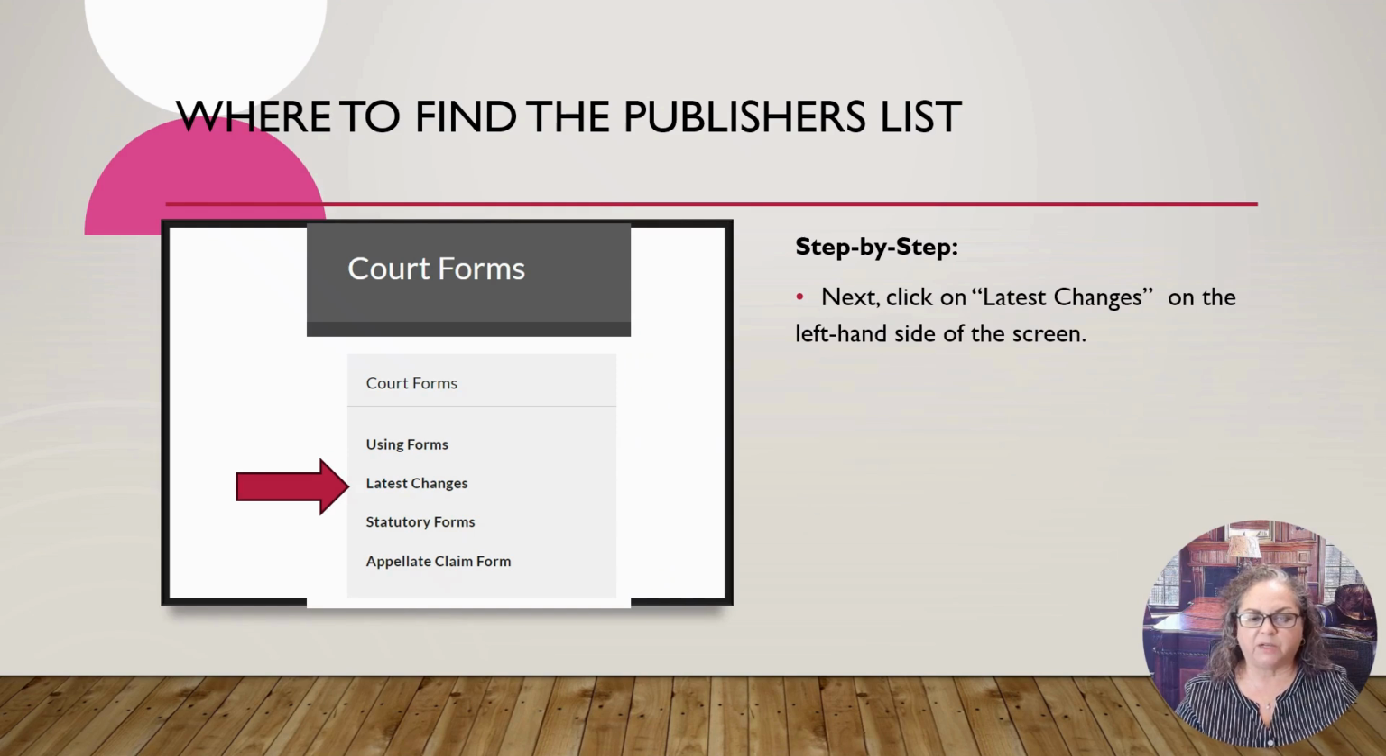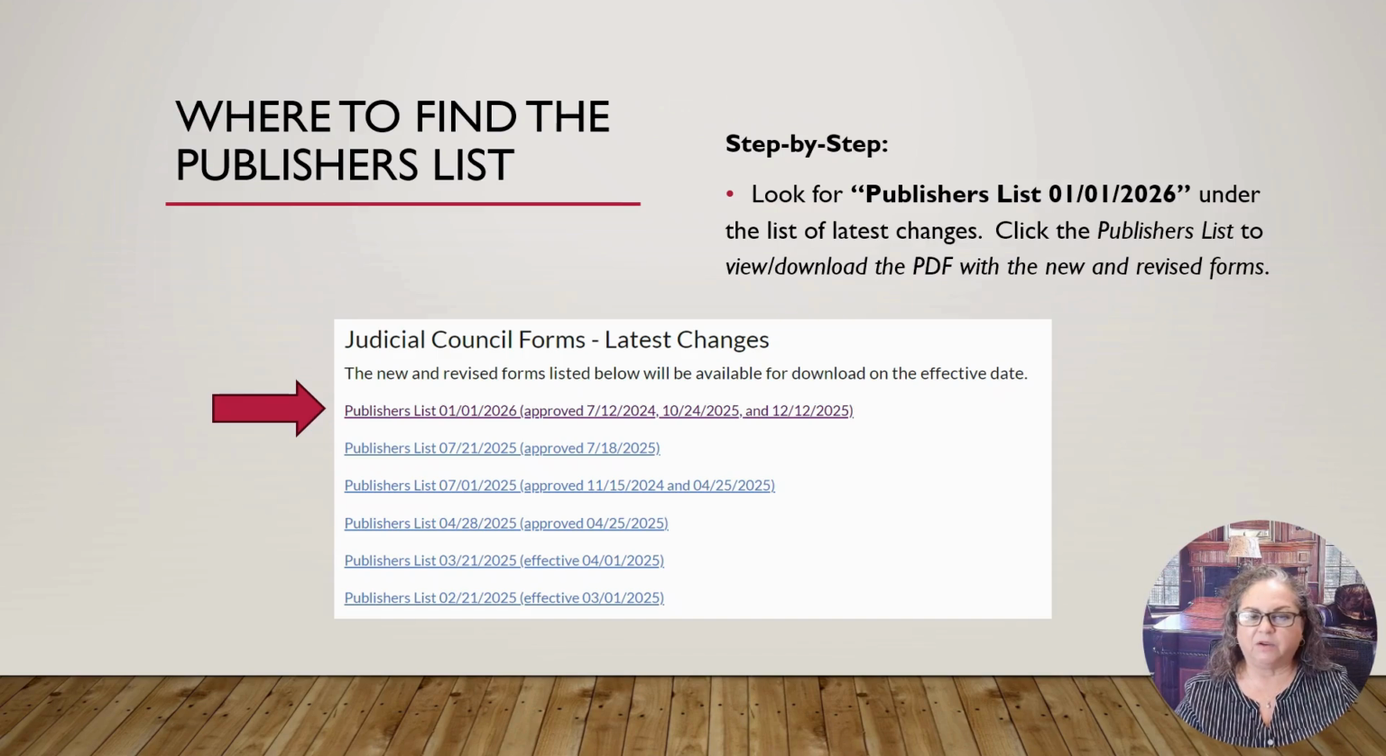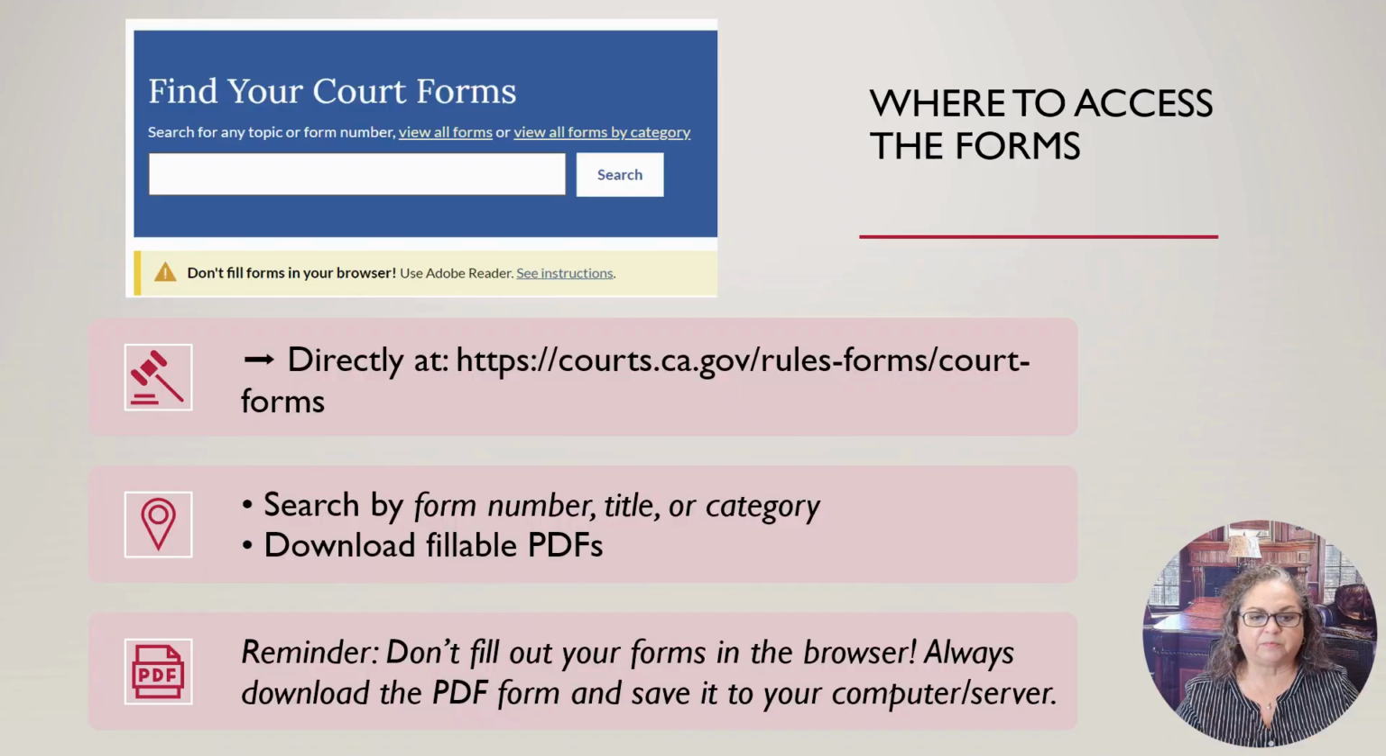So this is where you're going to be at next. Click on Latest Changes on the left-hand side of the screen. And there you go. You have the publisher's list for January 1st, 2026, and also other lists if you want to look backwards and see what else has changed. From here, click the publisher's list to view it and download it and see all the new and revised forms. You can share it, print it, save it, have it handy by your desk so you always know that you have the latest forms.